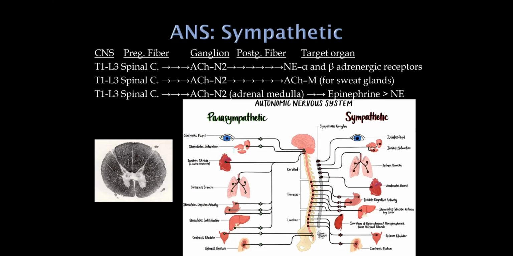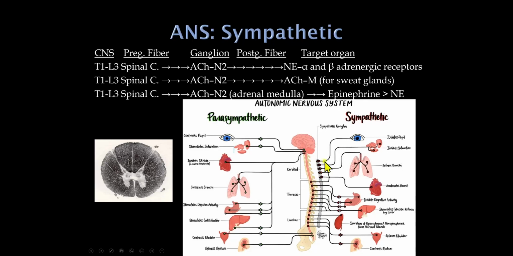Okay, our sympathetic preganglionic fibers are located, you can see, in the thoracic cord and down into the lumbar cord as well, mainly from T1 to L3. And so these are talking to the same areas as the parasympathetic was. I mean, everything is the same here in these two diagrams. It's just doing exactly the opposite.